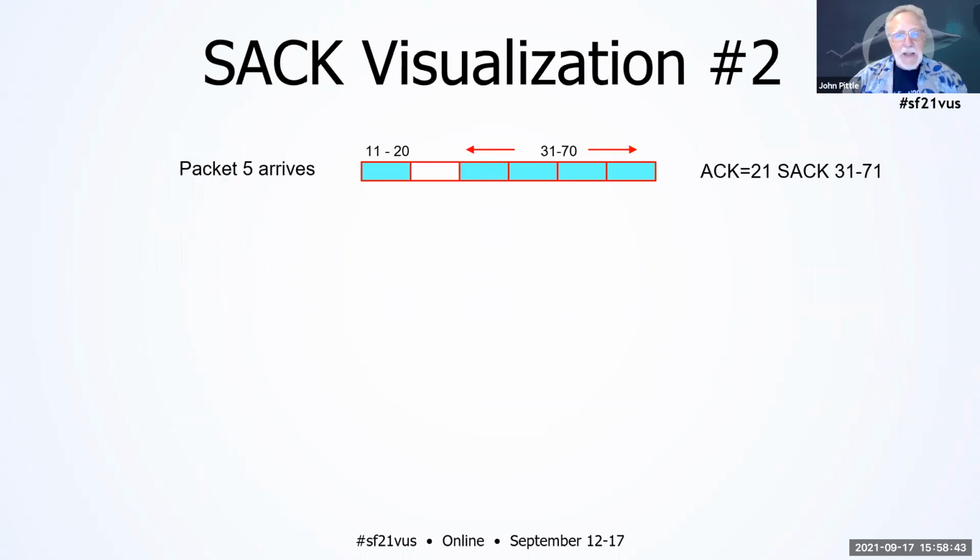Packet 5 arrives, and I still need the stream byte starting at 21. There's still a gap, but there's only one block of selective acknowledgement bytes being declared, which is starting at 31 through 70, and the next byte would be 71. So I'm still out of order.